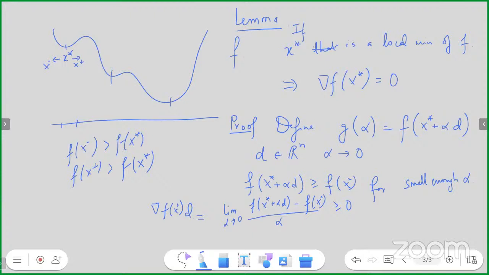Is it okay? Because d is arbitrary. For any d, I've shown this, so it's true for minus d as well, and that will change the sign. So we essentially have equality. In one dimension, it has the same meaning: you come from the left or you come from the right. First I'm coming from the left, then I'm coming from the right, and they're all equal. In multi-dimensions, left-right doesn't make any sense. So that's why we're picking an arbitrary d.